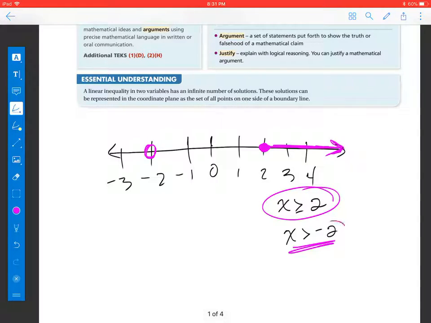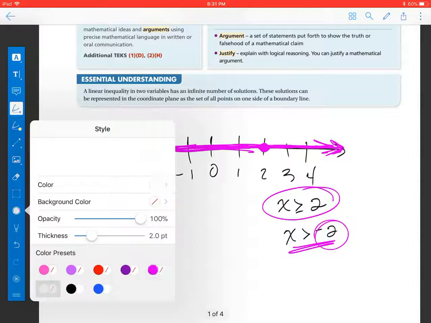Then I'm going to shade or draw an arrow towards the right, because all the solutions to x is greater than or equal to 2 are to the right, including the value 2. But for our second inequality, x is greater than -2, that is not including the value -2. It's only including the values greater than -2, so the graph goes to the right. Not so bad. We've seen this before.